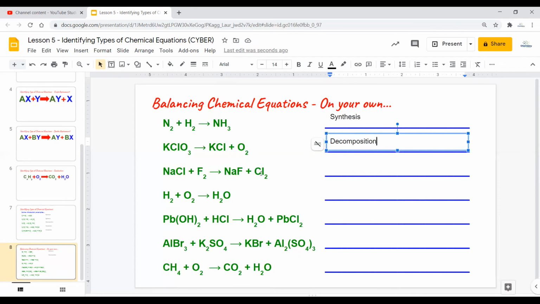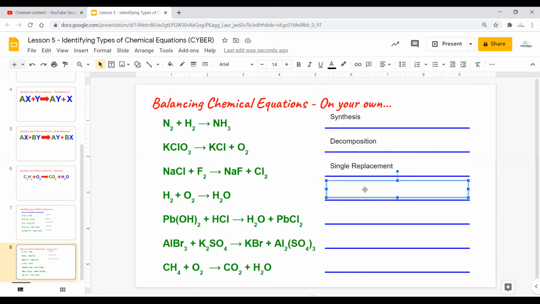Okay, in our third example on this slide, we have a compound and an element forming a new compound and a new element. This is an example of a single replacement reaction. In this case, fluorine is replacing chlorine in our compound. And as a result, we wind up with sodium fluoride instead of sodium chloride, and we end up with chlorine by itself instead of fluorine by itself. In our next example, we have another synthesis reaction, two elements combining to form a single product.